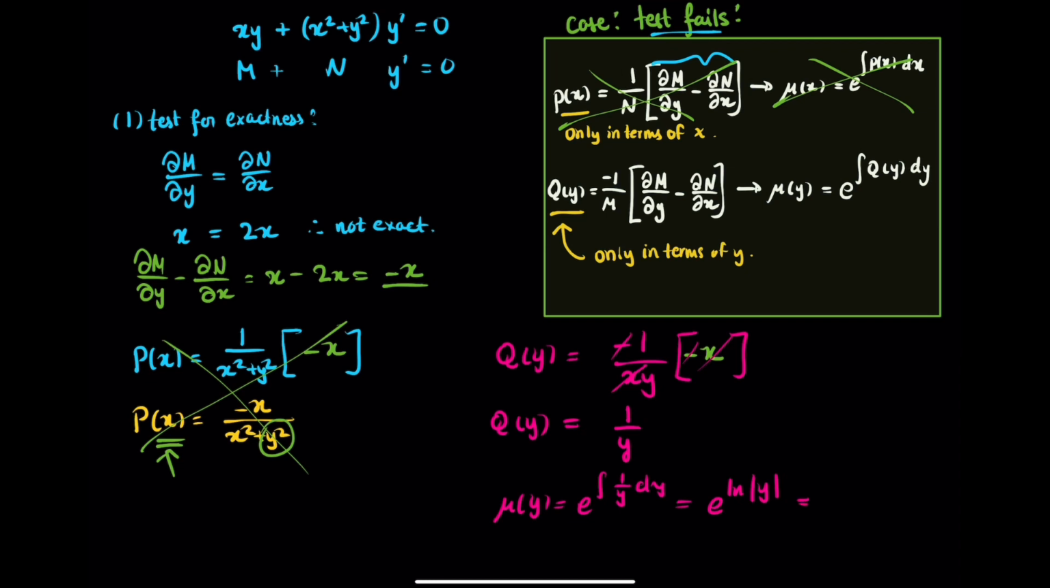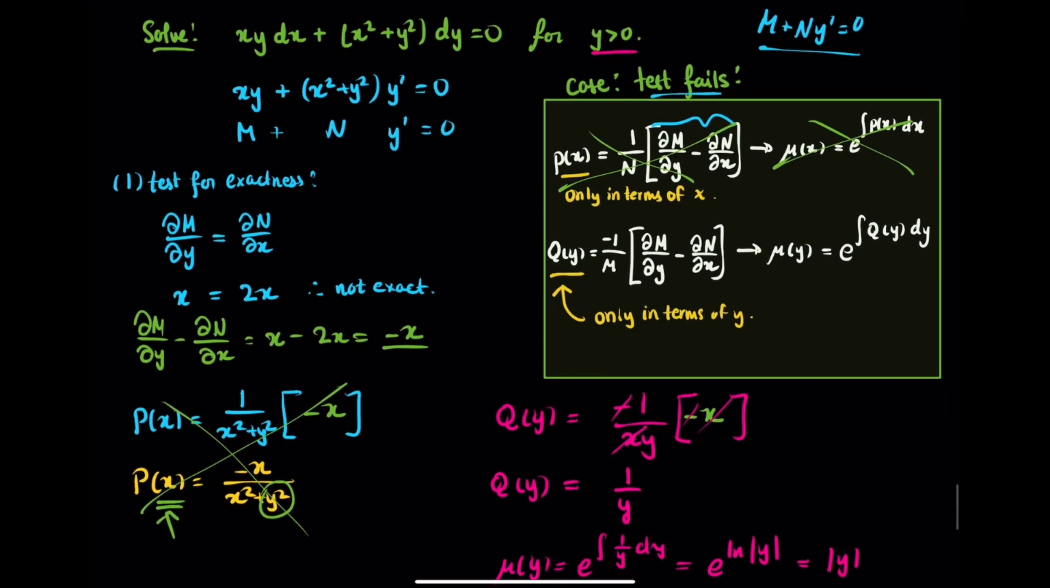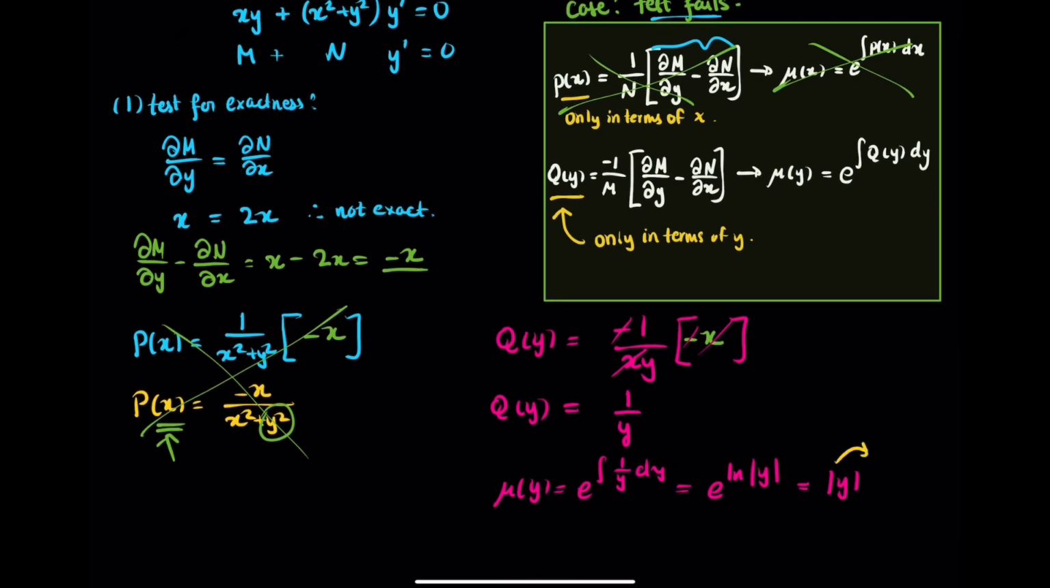And so then, therefore, anything e to the ln is just going to yield the argument of ln, and in this case that argument is the absolute value of y. So there you go. But note that we were given an initial condition such that y is greater than 0, and so since y is greater than 0, we have to say it is just y. Okay, and therefore mu(y) is just y. So that means we have to multiply both sides by y.